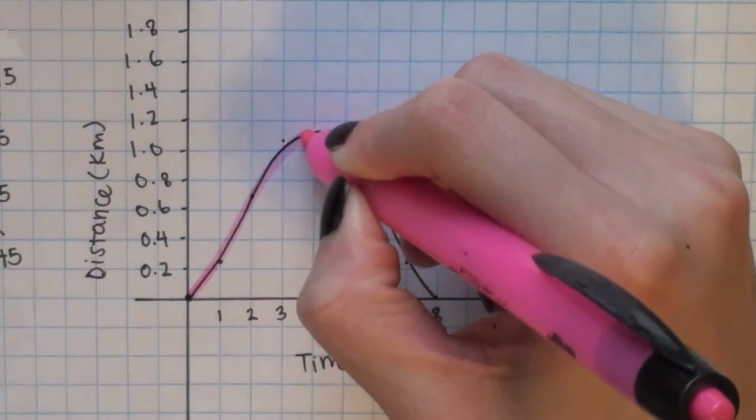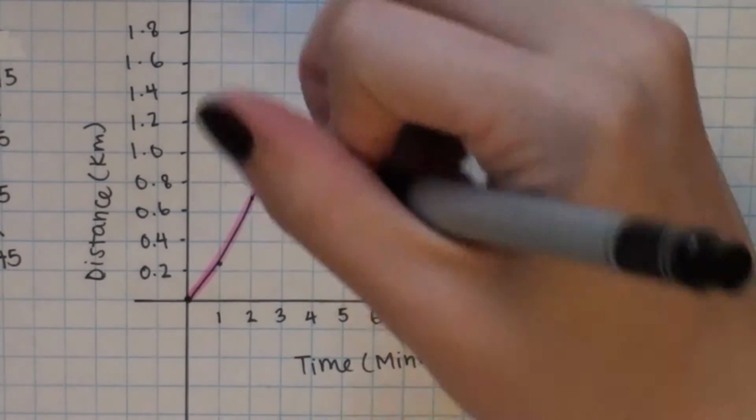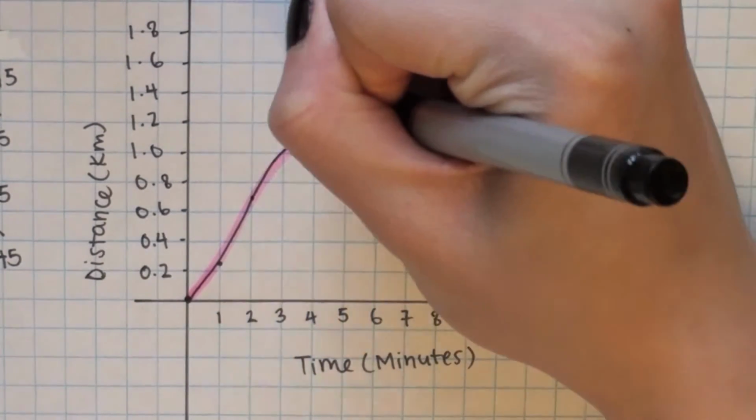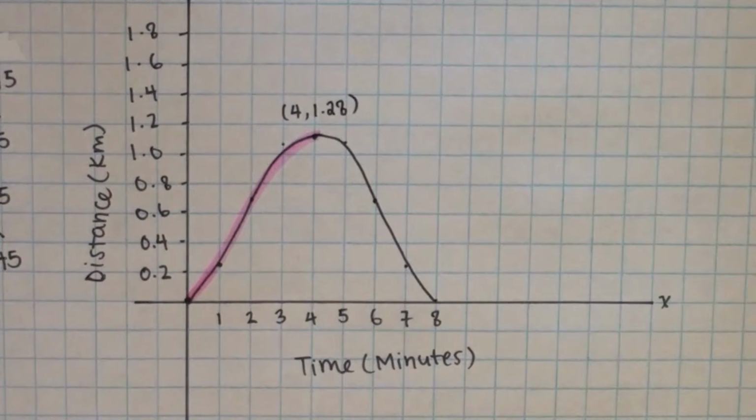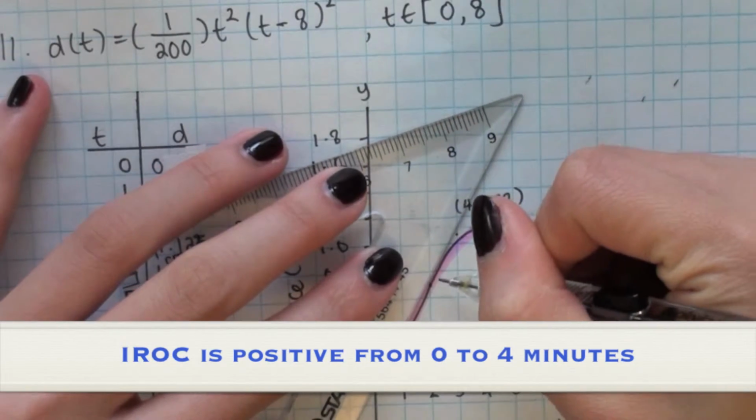For part A of the question, the IROC is positive where the interval of increase is. That is because the boat is increasing in distance from the dock. Looking at the graph, from 0 to 4 minutes is when the IROC will be positive, because the slope is positive. The boat is increasing in distance from the dock.